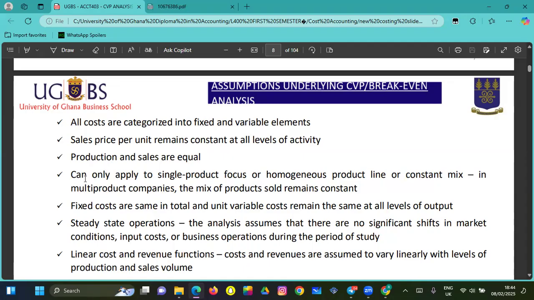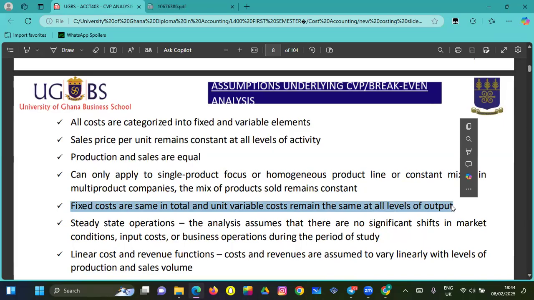So it can only apply to a single product, focus, or homogeneous product line, or a constant mix in multi-product companies. The mix of products sold remains constant. Fixed costs are the same in total and unit variable costs remain the same at all levels of output. So I'm sure this is the main reason why our lecturer came and refreshed our mind on cost estimation and prediction.